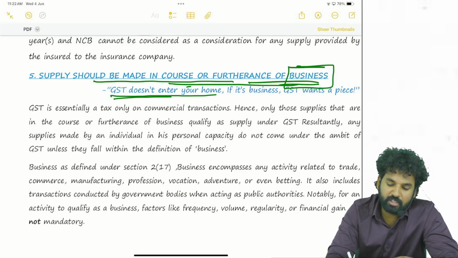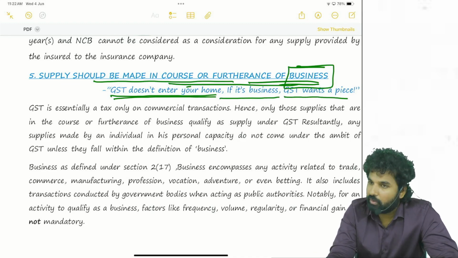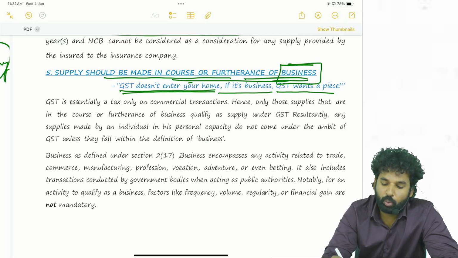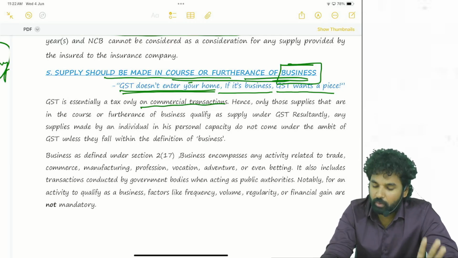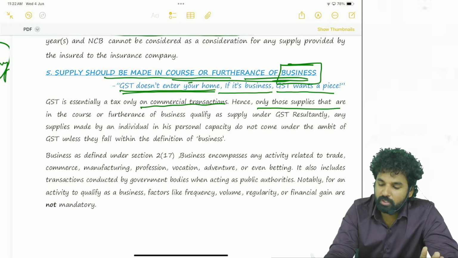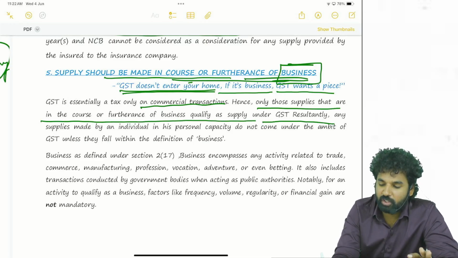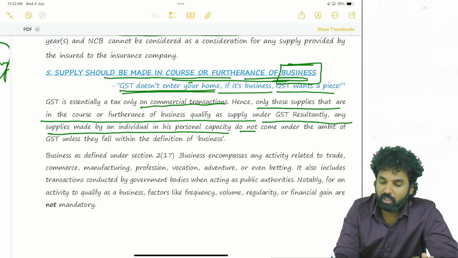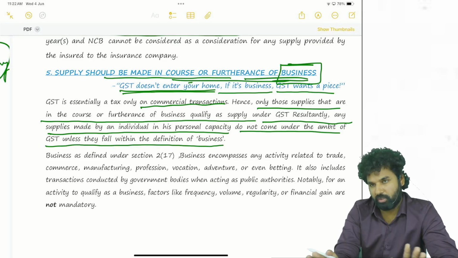So GST doesn't enter your home. GST wants business. Whenever it is a business, then only GST will be collected. GST is essentially a tax only on commercial transactions. Hence, only those supplies that are in the course or furtherance of business qualify as a supply under GST. Resultantly, any supplies made by an individual in his personal capacity do not come under the ambit of GST unless they fall within the definition of business.